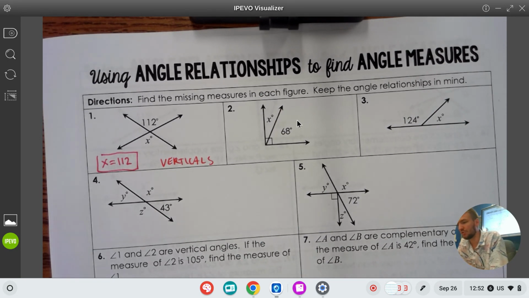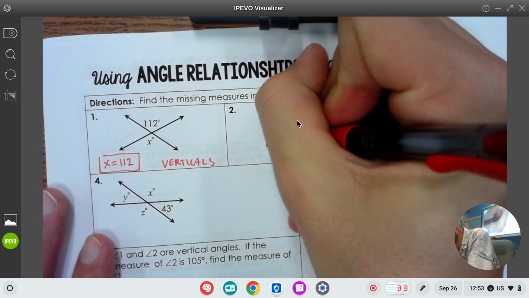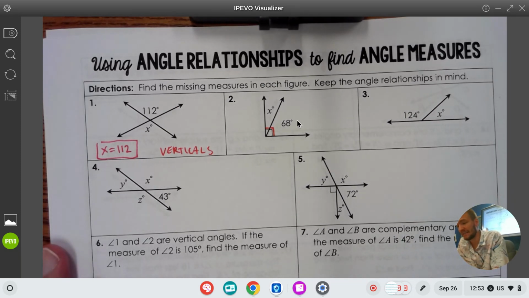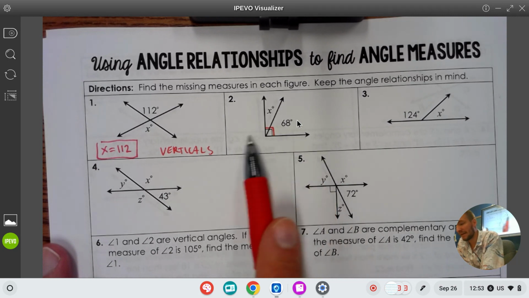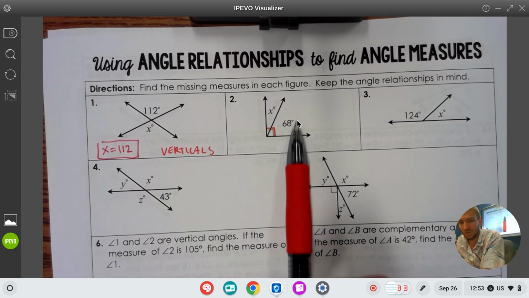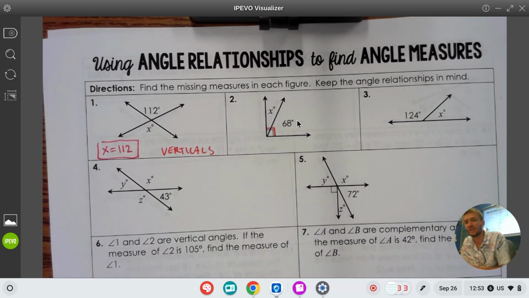Let's look at number two. Number two, you don't even need to know the vocab words. You could have been able to figure this out yesterday. We have three rays here. The big angle is getting a 90-degree mark in the corner. We know 68 is this portion. This is more of a question about the angle addition postulate, right? The two smalls added together equal the big.